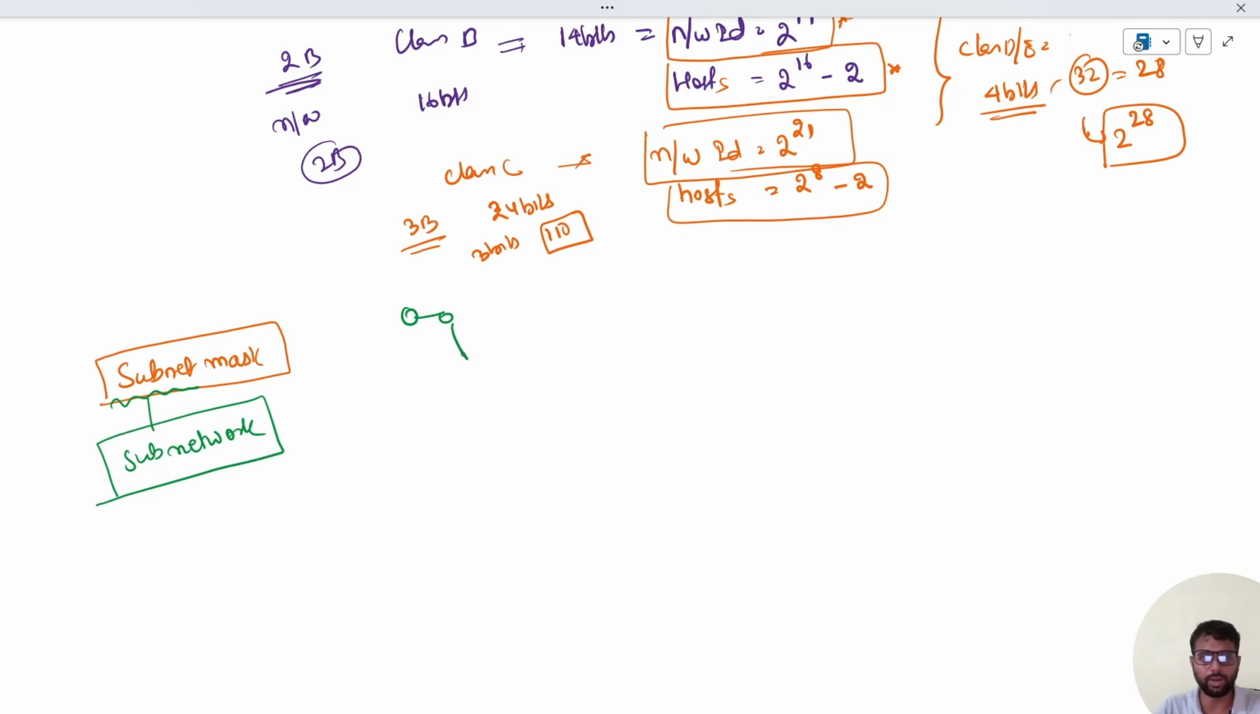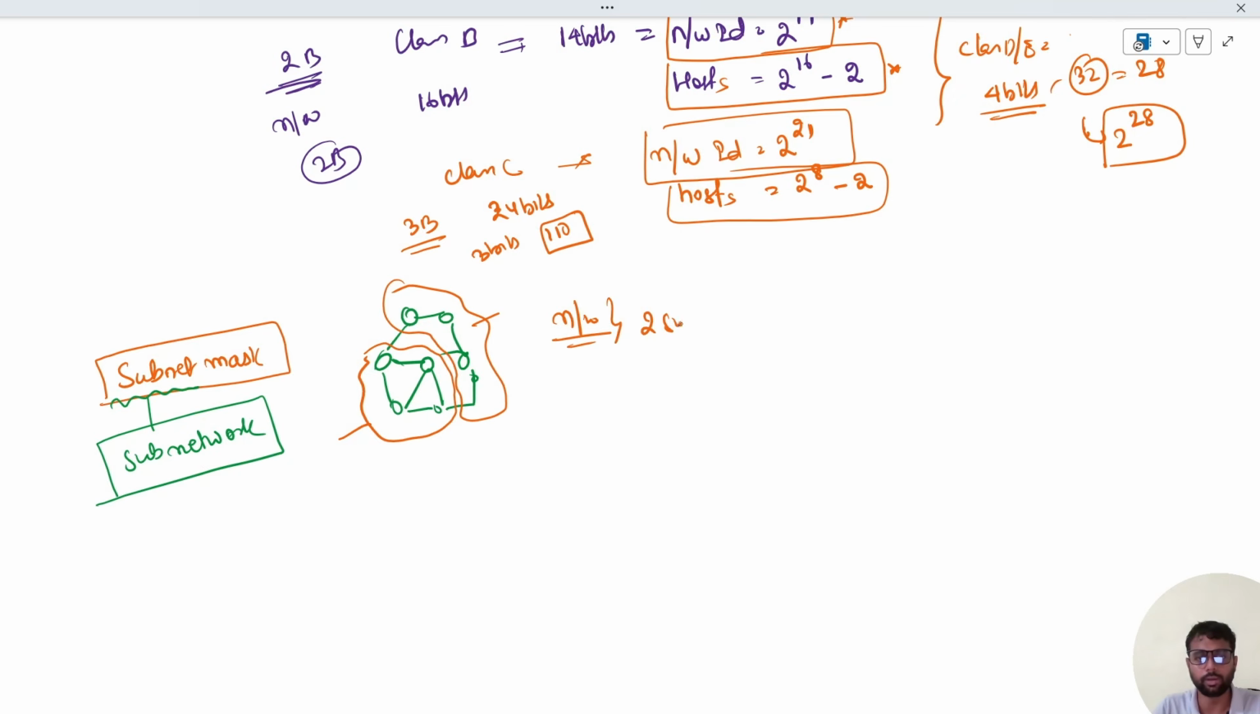Suppose this is a network of devices. So what we do, we create a subnetwork from it. Like we separate this number of devices, we make it one subnetwork. We separate this number of devices, we make it another subnetwork. So one network is divided into two subnetworks, and this technique is known as subnetting.